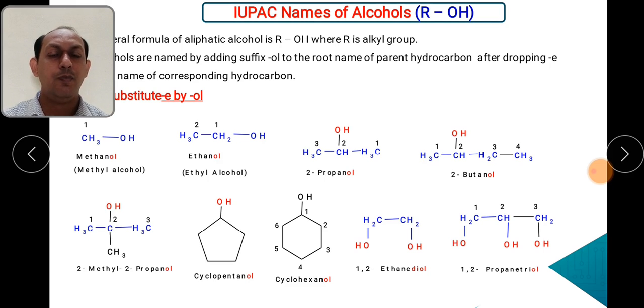नाउ ही दिस इज अ कंपाउंड. यू कैन सी देयर इज अ 3 OH ग्रुप, ट्रायोल. लास्ट वर्ड क्या आएगा? ट्राई. ट्राई मीन्स व्हाट? 3. All means alcohols. So 1 2 3 triol. Okay, 1 2 3 propane triol.